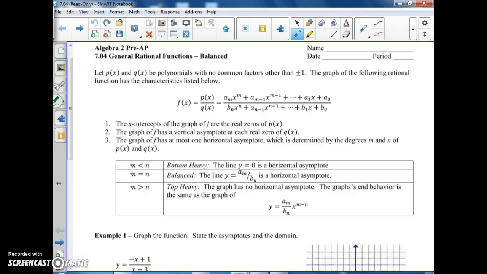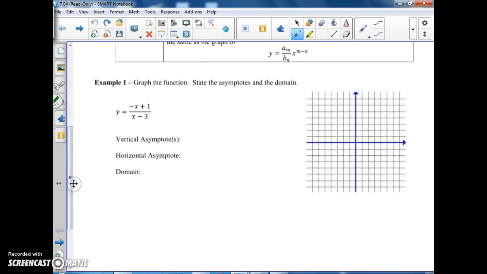Balanced equations, okay? Which means that the m and the n power have the same degree, right? You see where the m is and where the n is here. When you look at this first equation, what's the degree of the top term? 1, right? And what's the degree of the bottom one? 1. So one on top, one on bottom, we're balanced. Makes sense? So that's what we're addressing today.